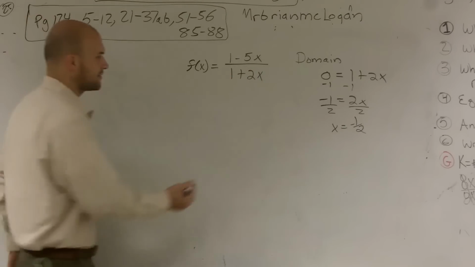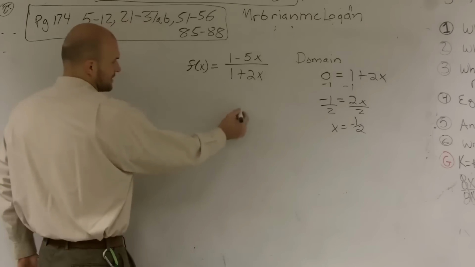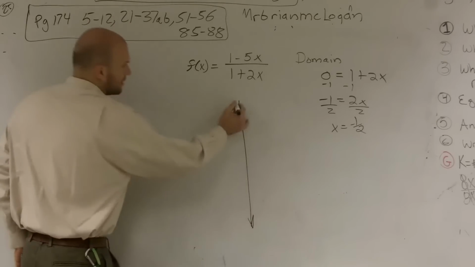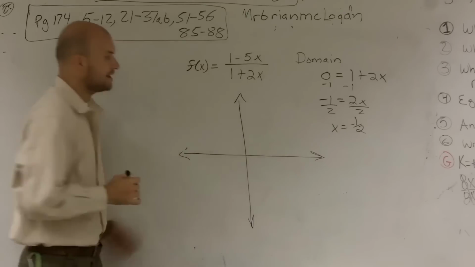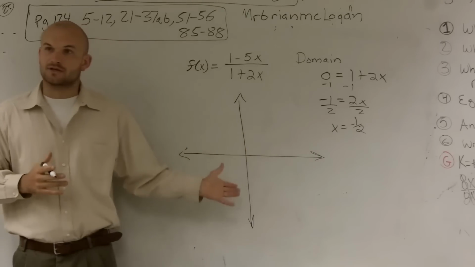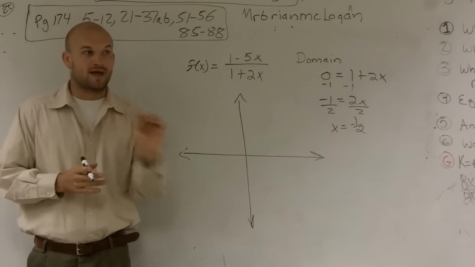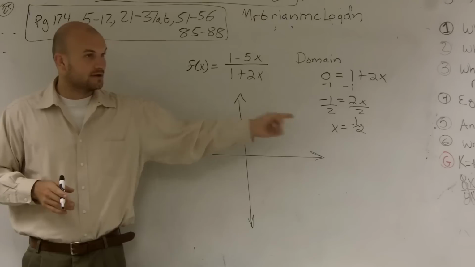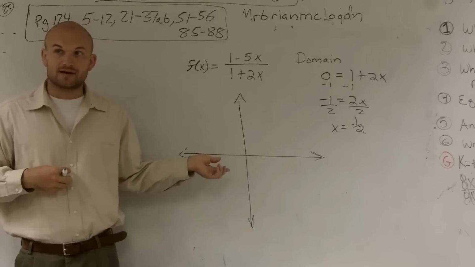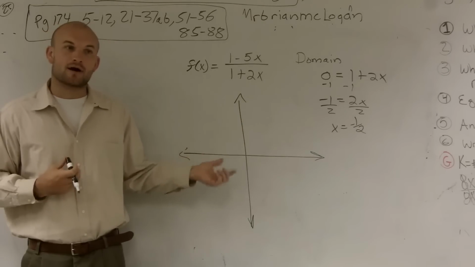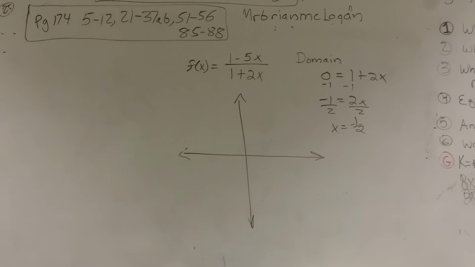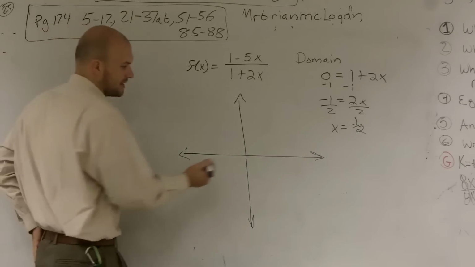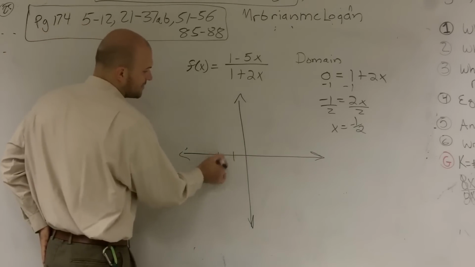If I was going to look at my graph, I'll just make one up. Like I said, I have no idea what my graph's going to look like. However, I do know that at -1/2, you can't have -1/2. That cannot be a part of my function. You cannot put in -1/2 and get an output because you can't divide by 0. So therefore, what we have is what we call an asymptote. And if I look, let's say -1, -2.